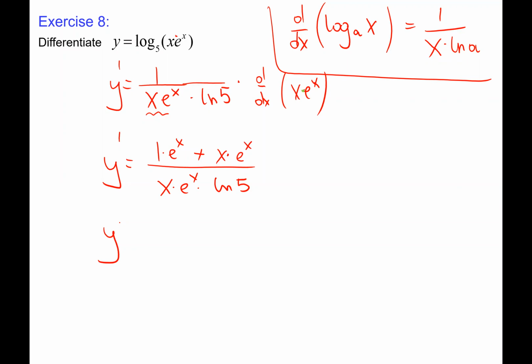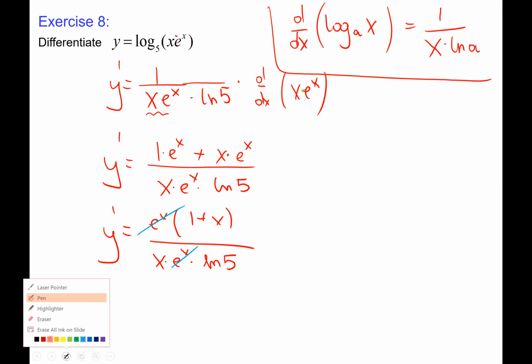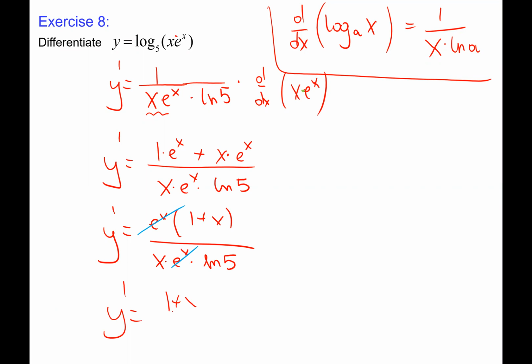Really nice. Let's factor out e to the x. 1 plus x will stay, and then x times e to the x times ln of 5. And we can nicely see a common factor, e to the x. And the final answer is 1 plus x over x ln of 5. That's the final answer, really nice.